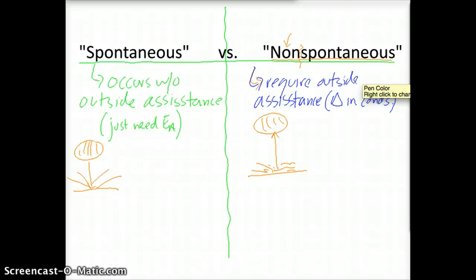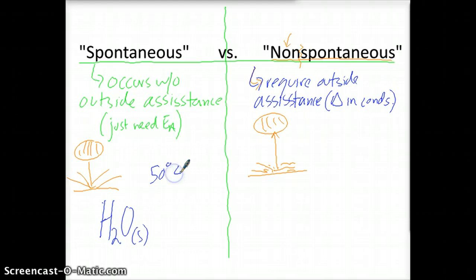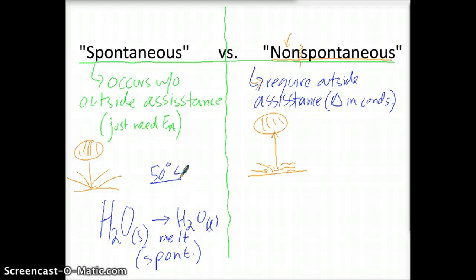How about a more chemical example? Let's say you take water, or ice, H2O, solid, and you put it in a room where the temperature is like 50 degrees Celsius. Well, if you leave that ice out on the table, over time that ice is going to turn into liquid water. It's going to melt. This is a spontaneous process. You don't need to do anything to the ice specially for it to melt. It's going to melt as long as the temperature of the room is greater than the melting point of the ice.